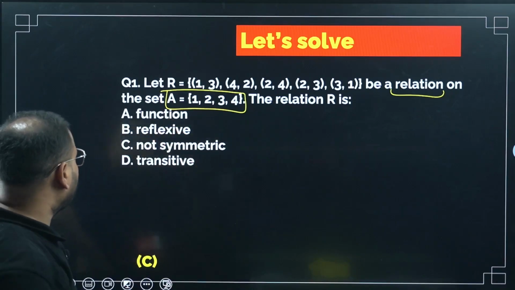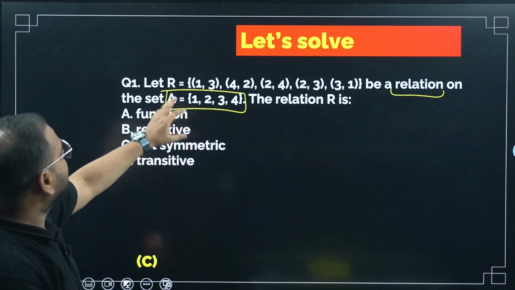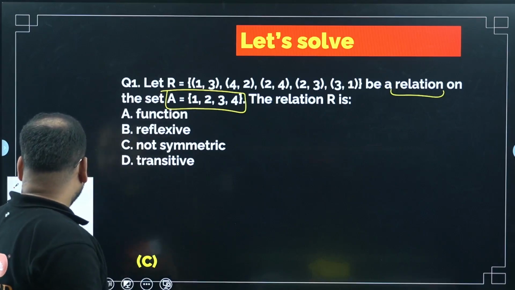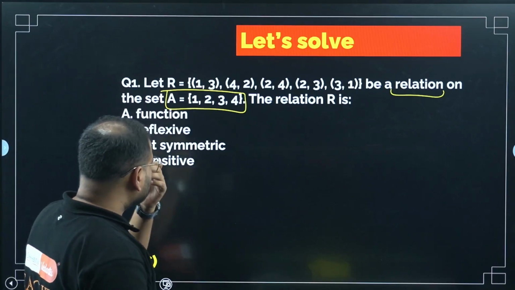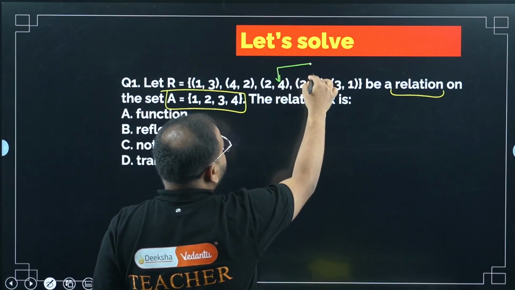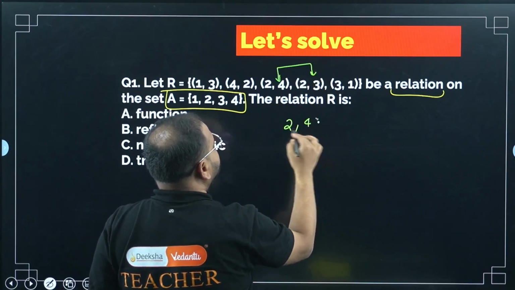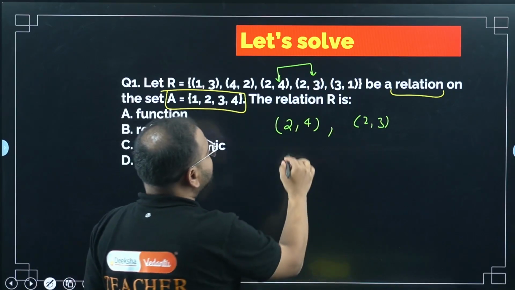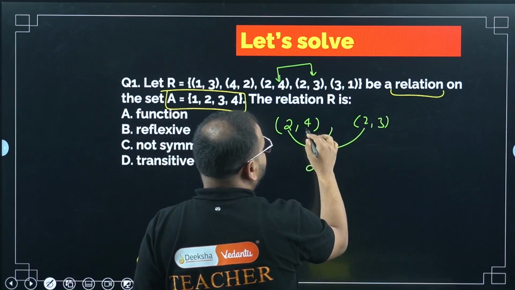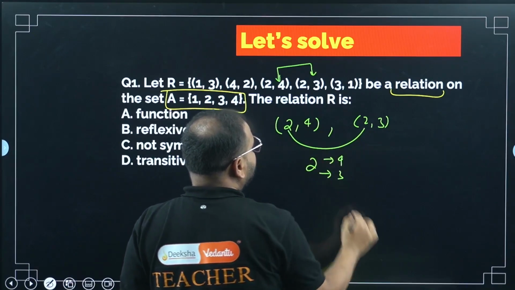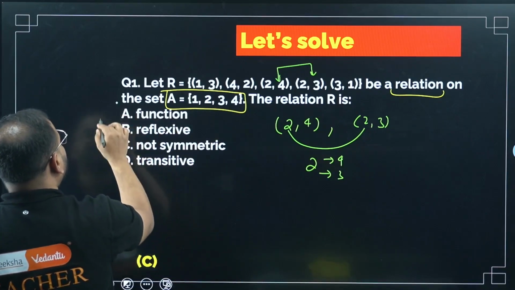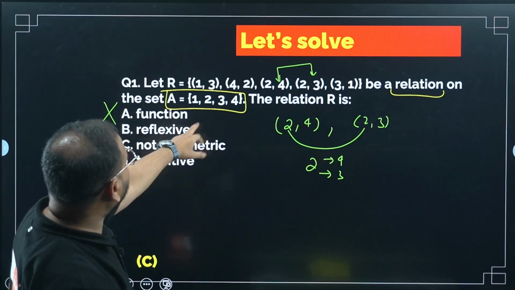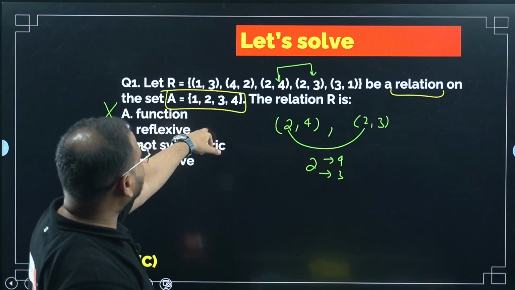Okay, so let's check. R equal to (1,3)... So for function, can it be a function? Check the trouble here. What's written? (2,4) and (2,3). From the definition of function, uniqueness should be there. For the value 2, you are having 4 and 3. So clearly not a function. So option A is wrong. Next, reflexive. Is it reflexive? (1,1) should be there, (2,2) should be there, (3,3) should be there. No.